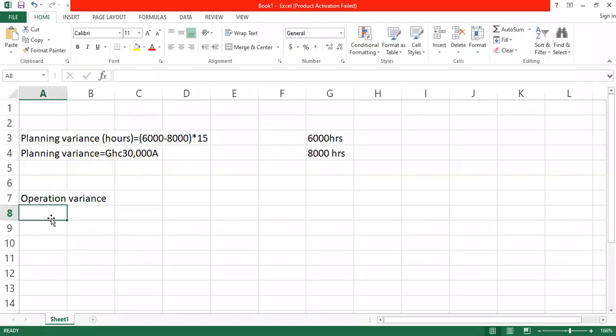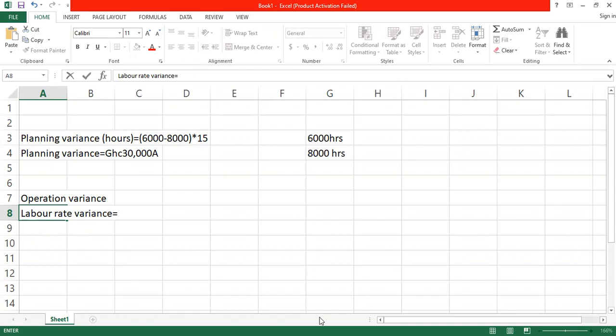Let's move on to the operational variances. The first one, we calculate the rates, the labor rate first. This one, they are giving us labor. They can also give you material, and we do the same thing. So for labor variance, we are calculating rate first.